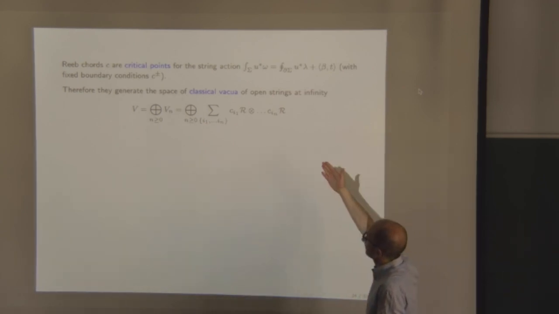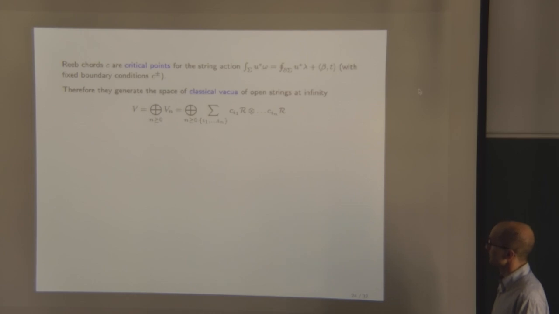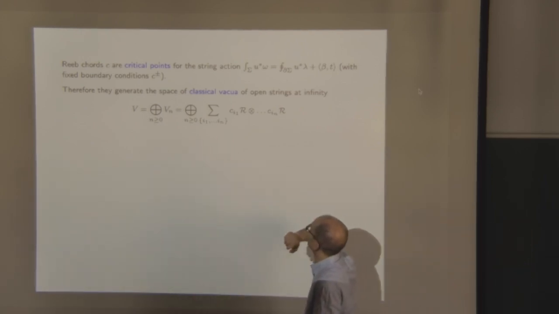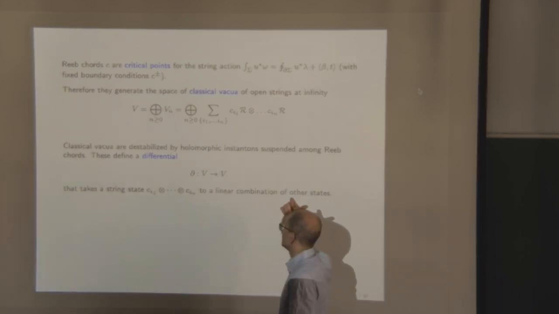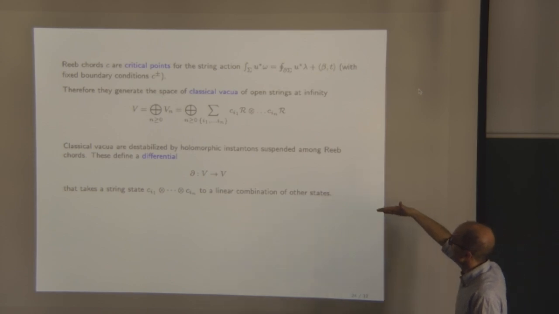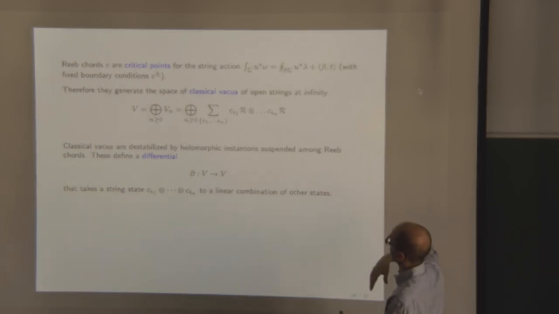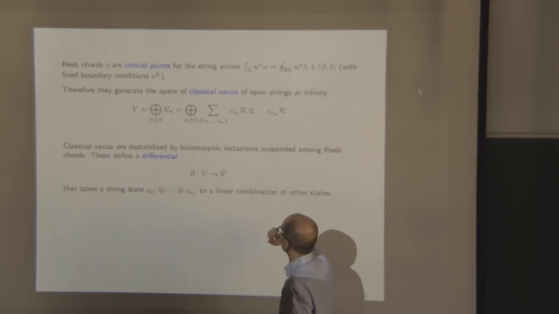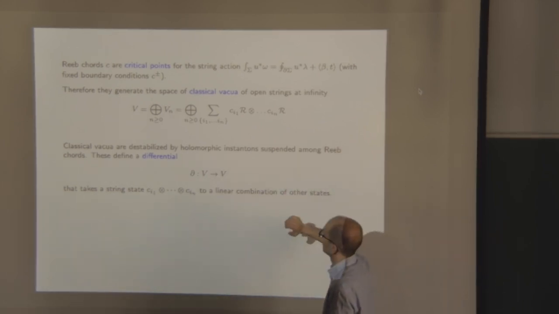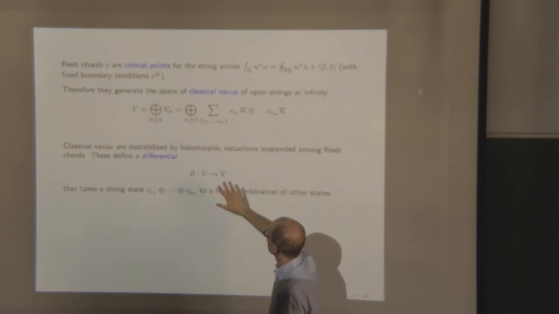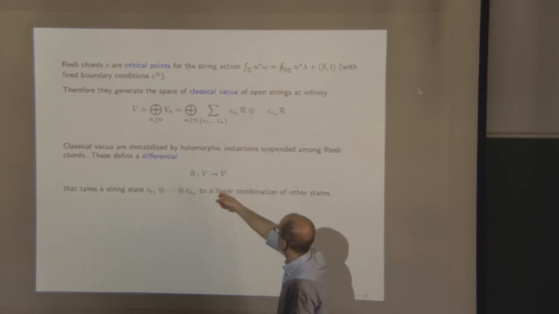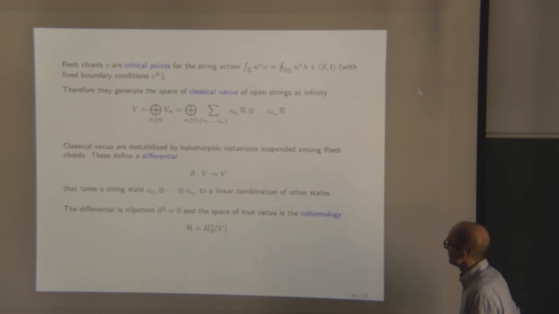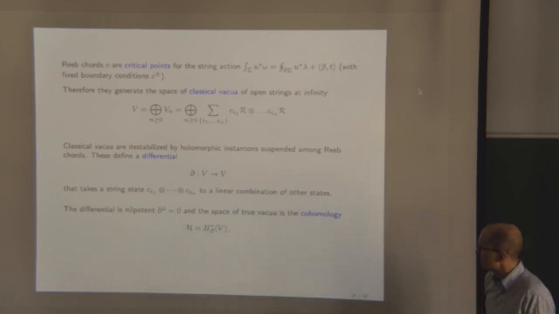So what that means is that you can use Reeb chords to write down the space of classical vacua for the open strings at infinity, and it's going to be a graded vector space graded by the Reeb chords on which strings end. But then, in physics, these classical vacua will be destabilized by instanton effects. So you can have strings that are suspended among different Reeb chords, and this destabilizes the space of vacua. So I'm going very fast. This is a whole branch of symplectic geometry. But what's been shown is that one can use these instantons to define a differential that's nilpotent that takes Reeb chords to linear combinations of Reeb chords. And since the differential is nilpotent, one can compute its homology. And we take that as the definition of the ground states of these strings.